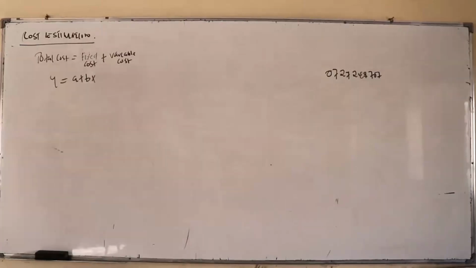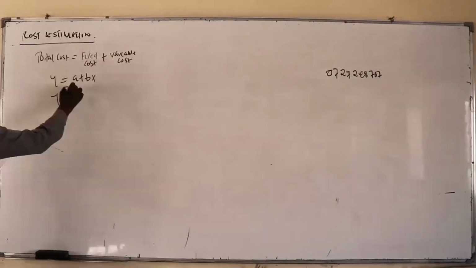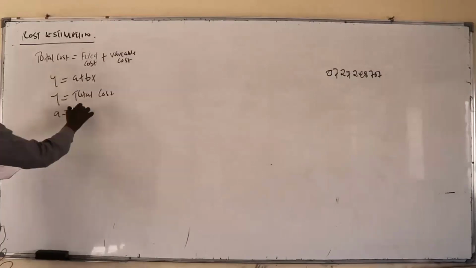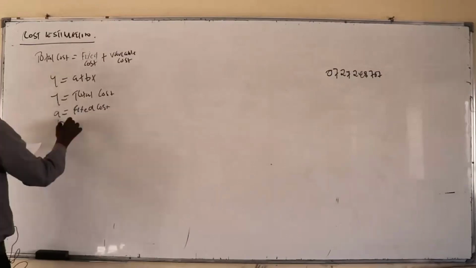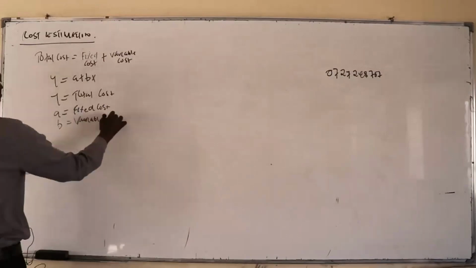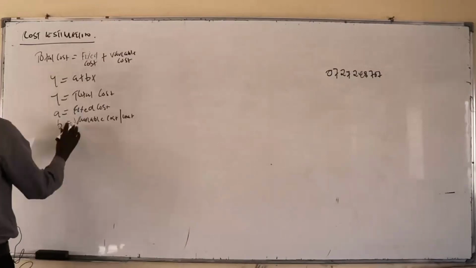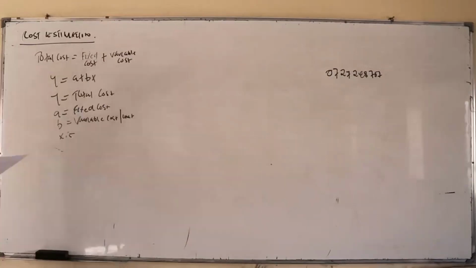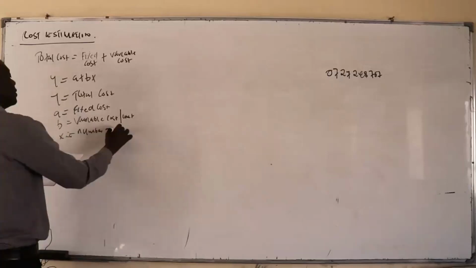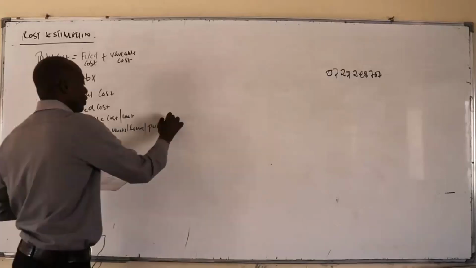Where y stands for total cost, a stands for fixed cost, and b is equal to variable cost per unit, and x is equal to the number of units, hours, or period. So that is a general equation of estimation. Y is equal to a plus bx.